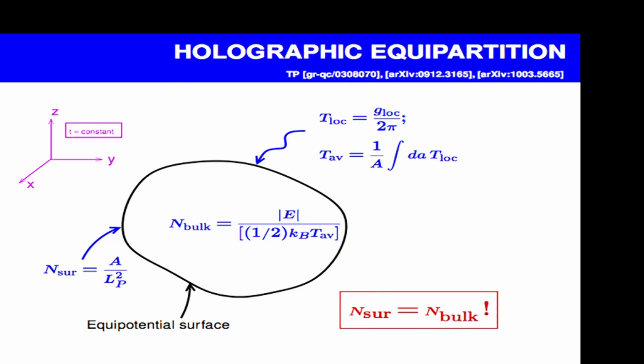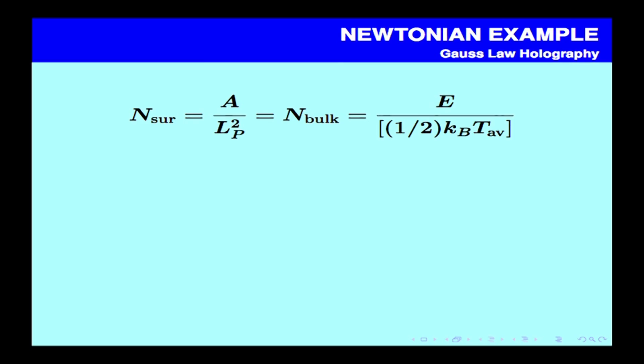So, in some sense you say that all Einstein's theory tells you for static spacetimes is that they are in holographic equipartition. In fact, you can reverse the logic. In static spacetimes, if holographic equipartition has to hold for every surface, then it is equivalent to Einstein's equation. For those of you who do not do general relativity, this is just for fun, let me do a Newtonian example like this.